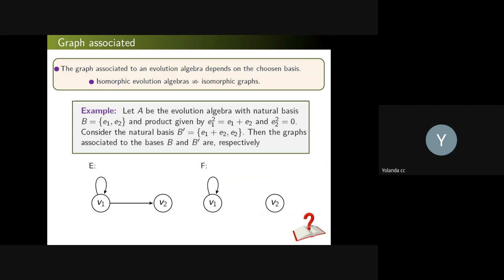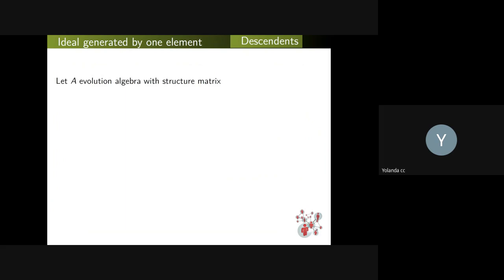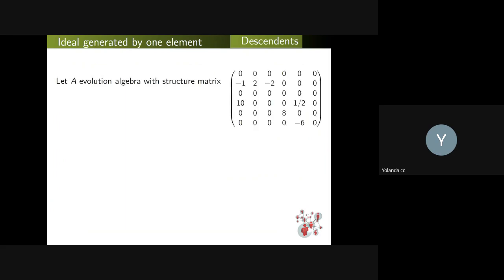Okay, now we are going to speak about the non-degenerate property. When we speak of graphs, an important concept is the descendance of a vertex. Vertex or index is the same for us.